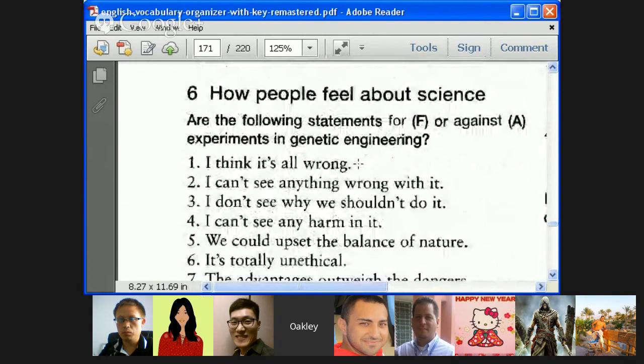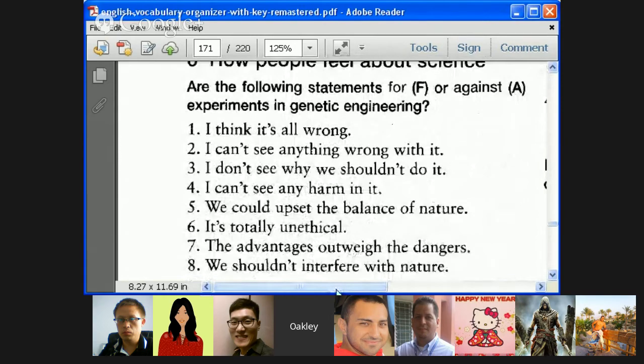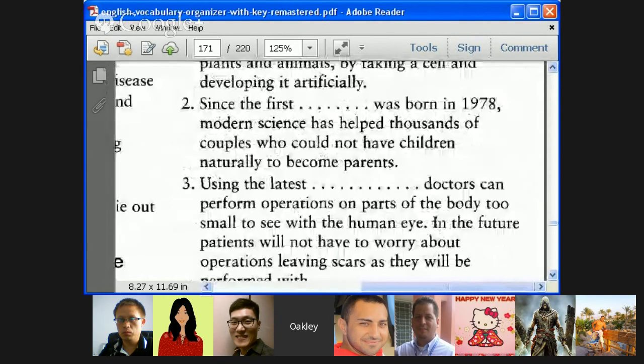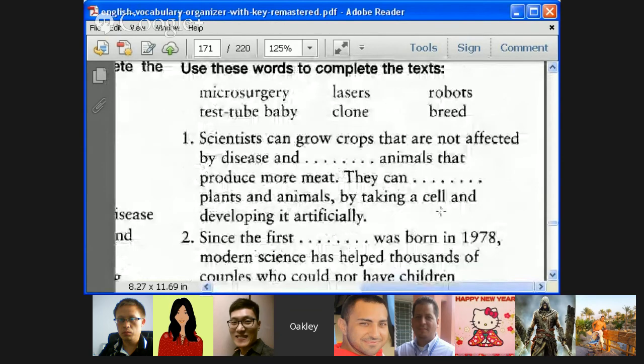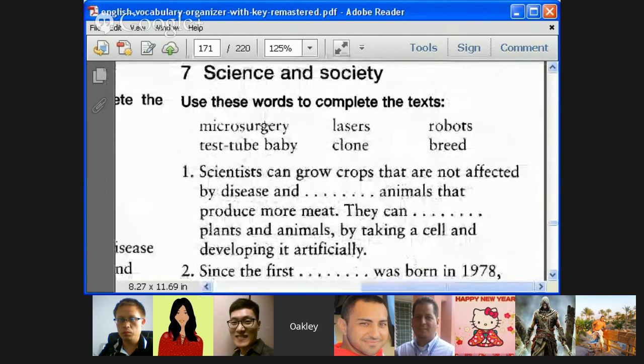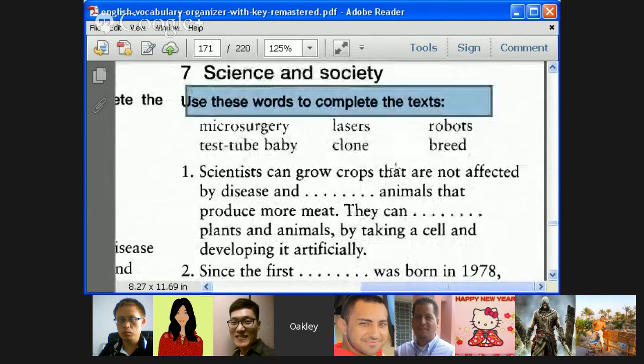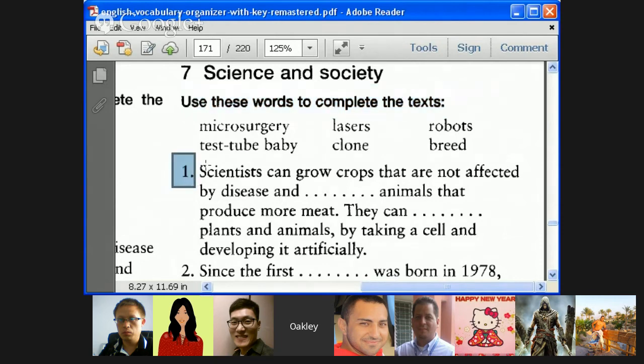Well, let's see. This one might be interesting to do to finish the class. Maybe we'll come back to that. Maybe we can quickly do this one. Let's get some science words here. Use these words to complete the texts. Let's see if we can get through these and then a little controversial discussion, perhaps. Number 1, using these words.